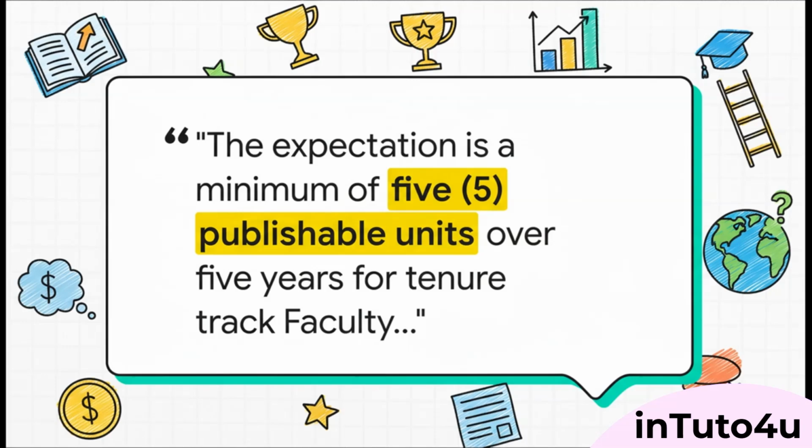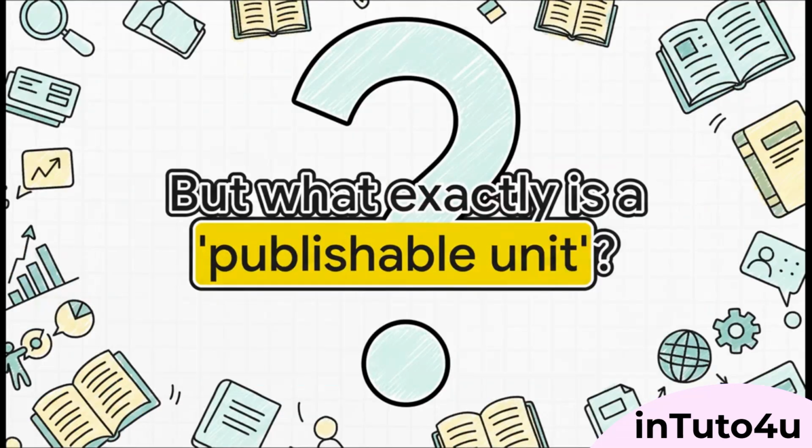They flat out state that faculty need to rack up a minimum of 5 publishable units in 5 years. Pay close attention to that phrasing. It's not just publish 5 papers. It's about hitting a very specific, quantifiable target. Which, of course, brings us to the million-dollar question. What in the world is a publishable unit? If your entire career depends on collecting enough of these things, you better know exactly how the math works.